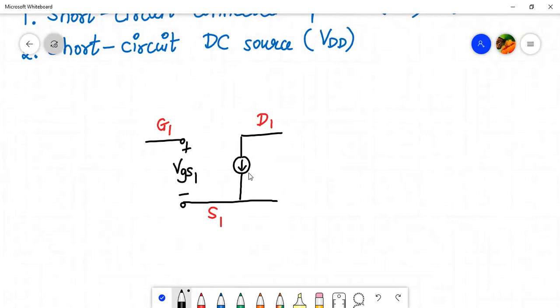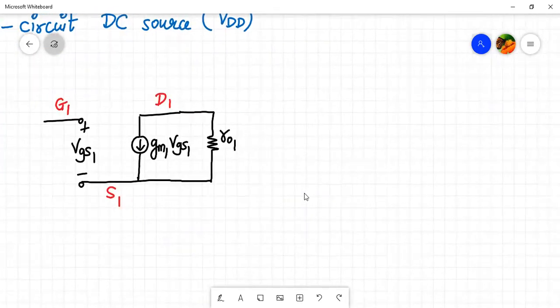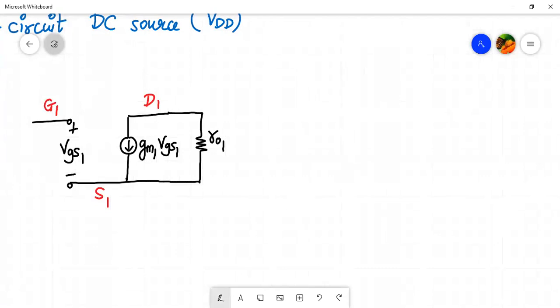So we'll write over here plus minus VGS1. And what is the name of this current source? It is GM1 into VGS1. All right. And also we'll consider the RO1 over here. RO1, or sometimes it is also called as small RD. So over here we will write RO1. So this is my small signal model for MOSFET M1. Now let me leave some space and also draw the small signal model for M2 transistor. So I think this much space is enough.